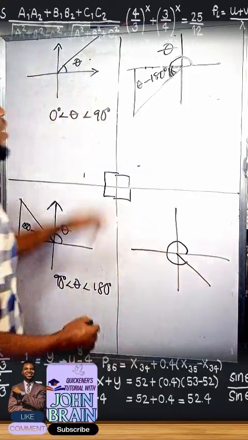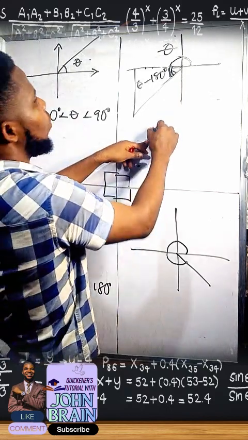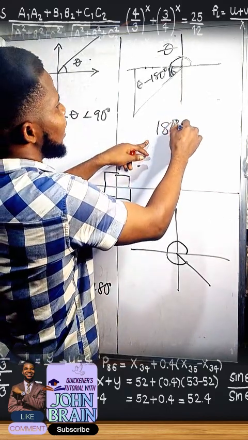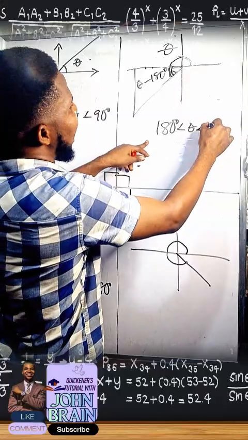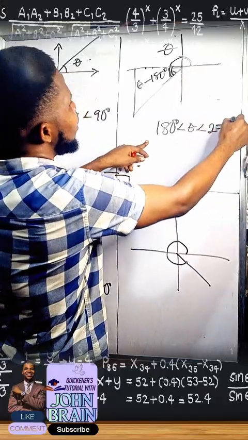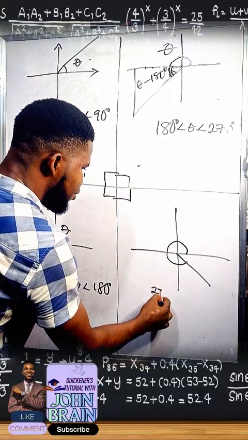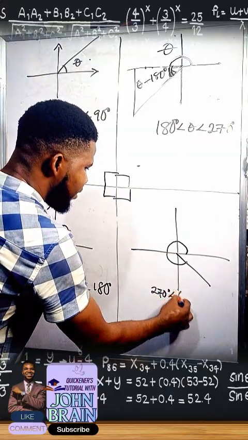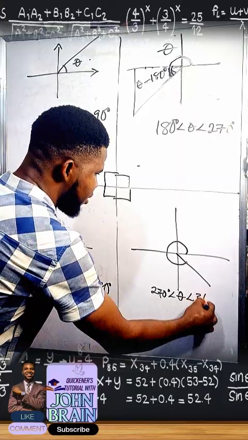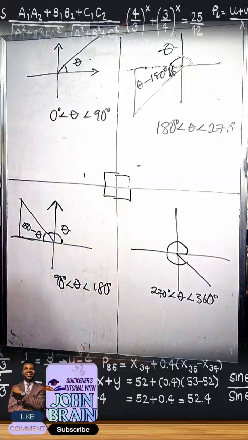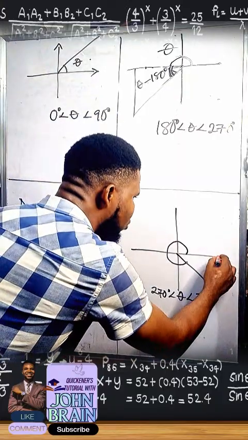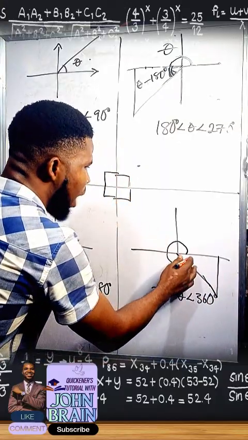Can you see that? This one is 180 degrees less than theta less than 270 degrees. Can you see? This one is now what? 270 degrees less than theta less than what? 360 degrees. That's the fourth quadrant. So which angle do I need? I need the angle to the horizontal. Take note, you need the angle to the horizontal.